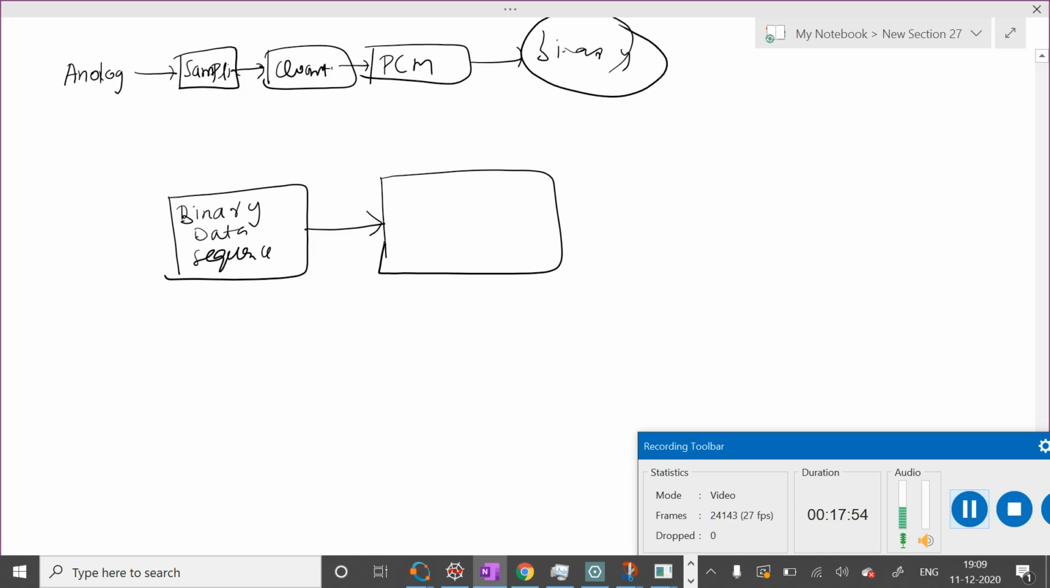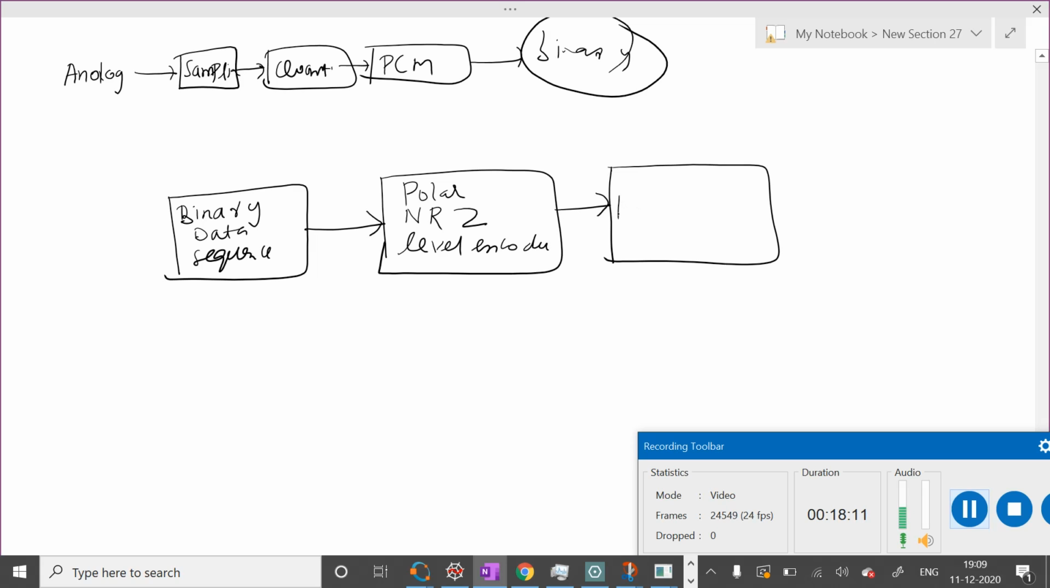Then definitely we have to first do line coding. We have to represent bits by plus minus signal. So we have a polar non-return to zero level encoder, same as BPSK. Then we have one important step which is different, that is demultiplexing.